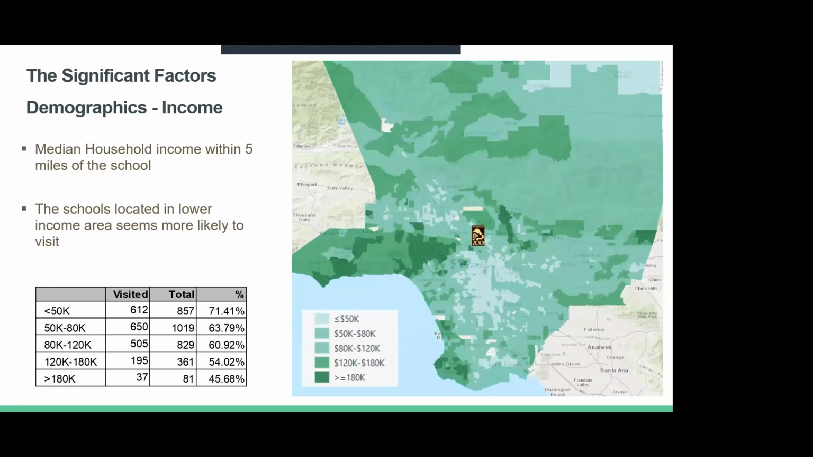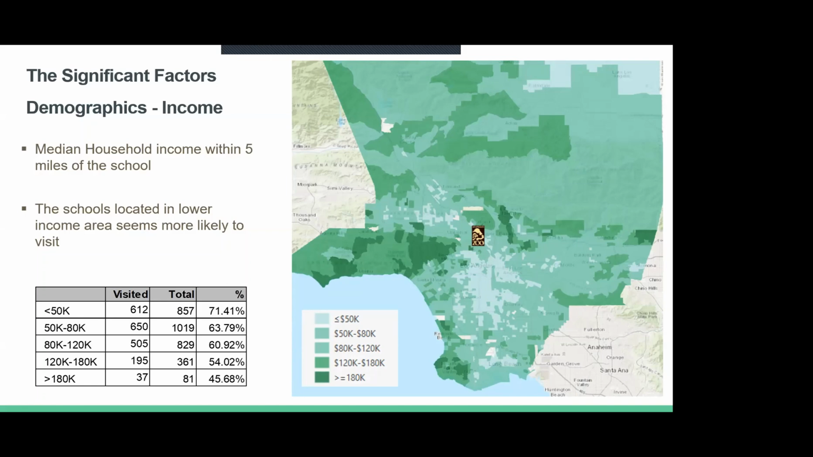Then we look at income. The map shows the variation of the median annual household income for LA County. The deeper green means the higher income. We categorize the area into 5 tiers, from the lowest, lower than 50K, all the way to more than 180K.